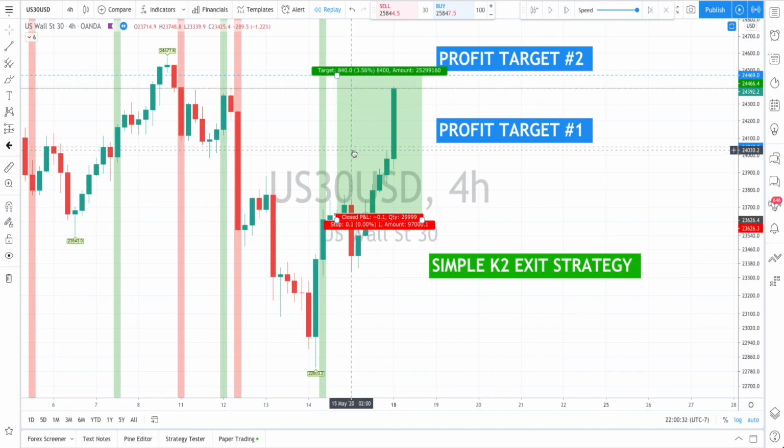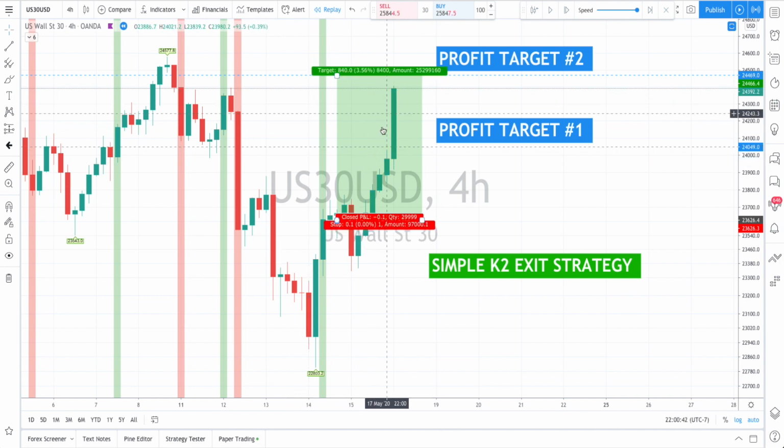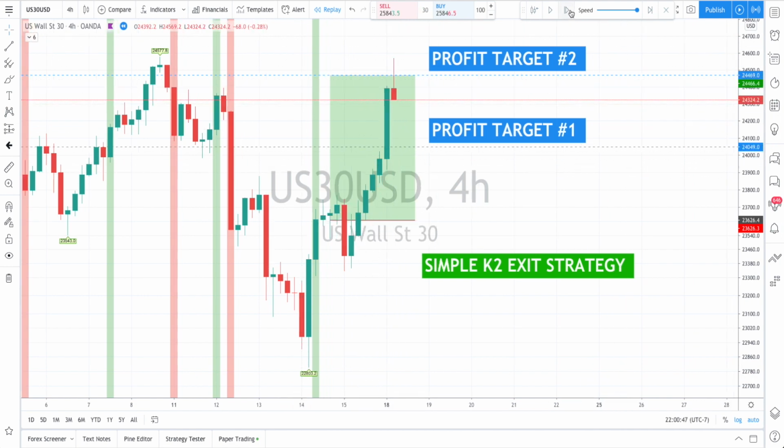So once you do this and you move your stop loss to profit target 1, this area right here, once that happens, you have no risk. And once you have no risk, you have no stress, because in this situation, you either lock in profit target 1 or you hit profit target 2. And let's see what happens next.